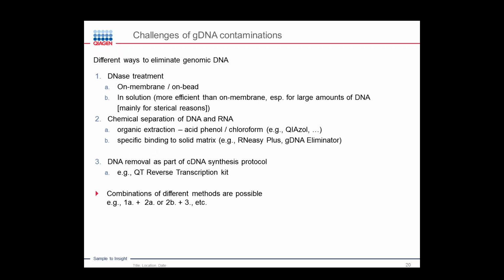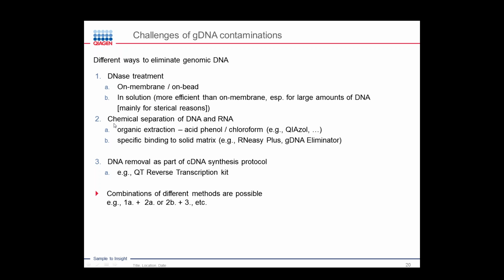There are different ways to eliminate genomic DNA during the sample preparation itself, but also afterwards. The first method is based on treatment with DNase. This can be done either on membrane, if you use, for instance, a spin column-based method, or on bead, or in solution. This method is more efficient than on membrane, especially for large amounts of DNA, and the higher efficiency is mainly for steric reasons.